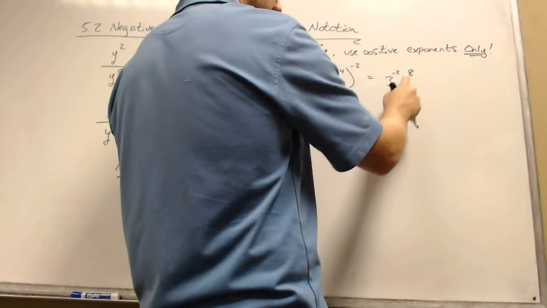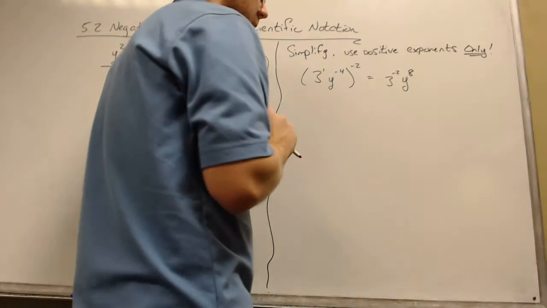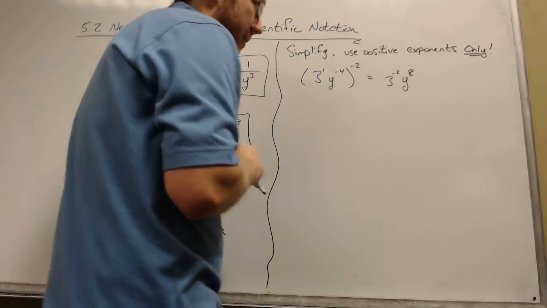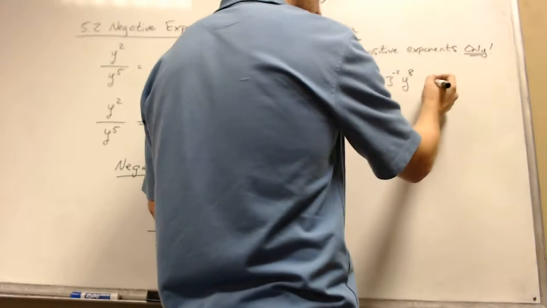So y to the 8th is fine in reality here. We don't want to change that. These two negatives became a positive. That's a happy piece to this puzzle. But 3 to the negative 2nd is the piece we want to change.